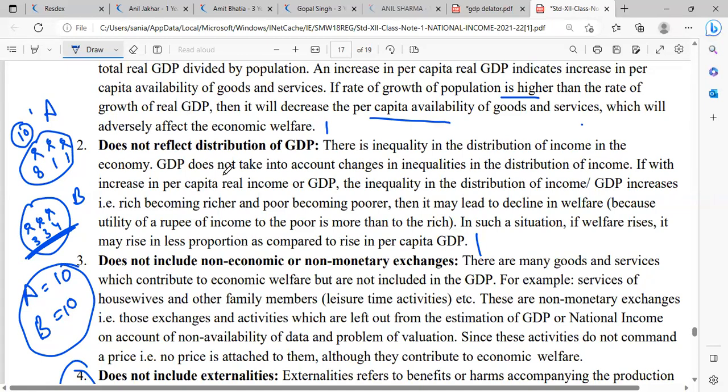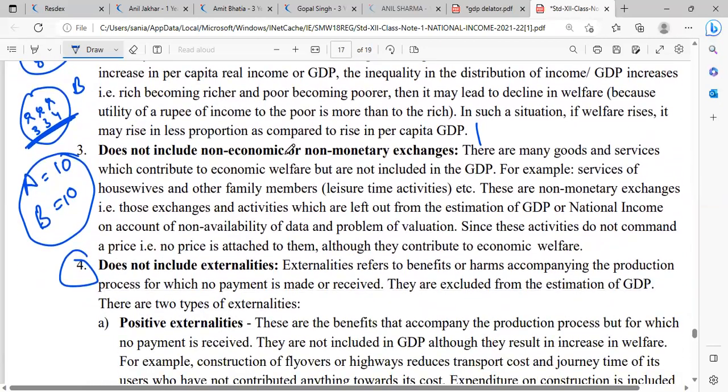Yes, ma'am. Okay. Now, GDP does not include non-economic and non-monetary exchanges, right? So apart from money, if you are doing something else, that won't be included. There are many goods and services which contribute to economic welfare but are not included in GDP, for example, services of a housewife, other family members, and leisure time activities. They are non-monetary exchanges, that is, those exchanges and activities which are left out from the estimation of GDP or national income on account of non-availability of data and the problem of valuation. Since these activities do not command a price, that is, no price is attached to them, although they contribute to economic welfare, right?